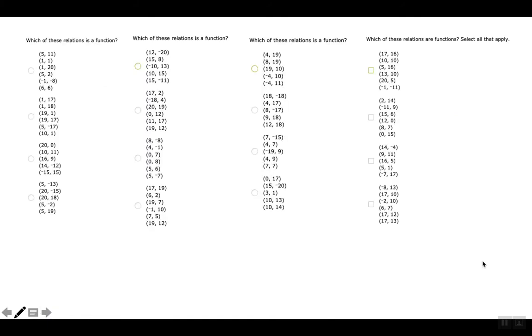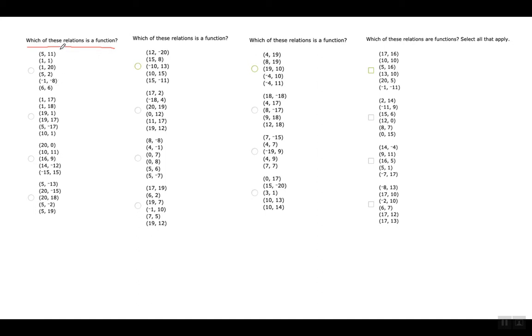Alright, so, look at these examples. These are 4 different problems, alright? 4 diferentes problemas de IXL. Alright, so look at the first one. It says, look at the question. Which of these relations is a function? ¿Cuál de estas relaciones es una función?